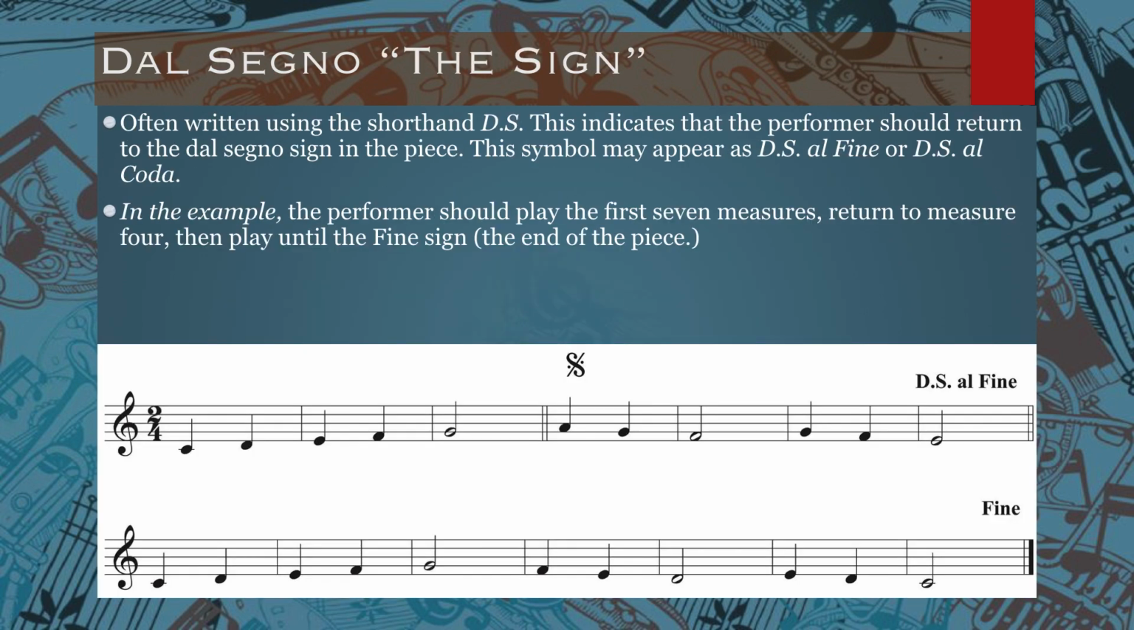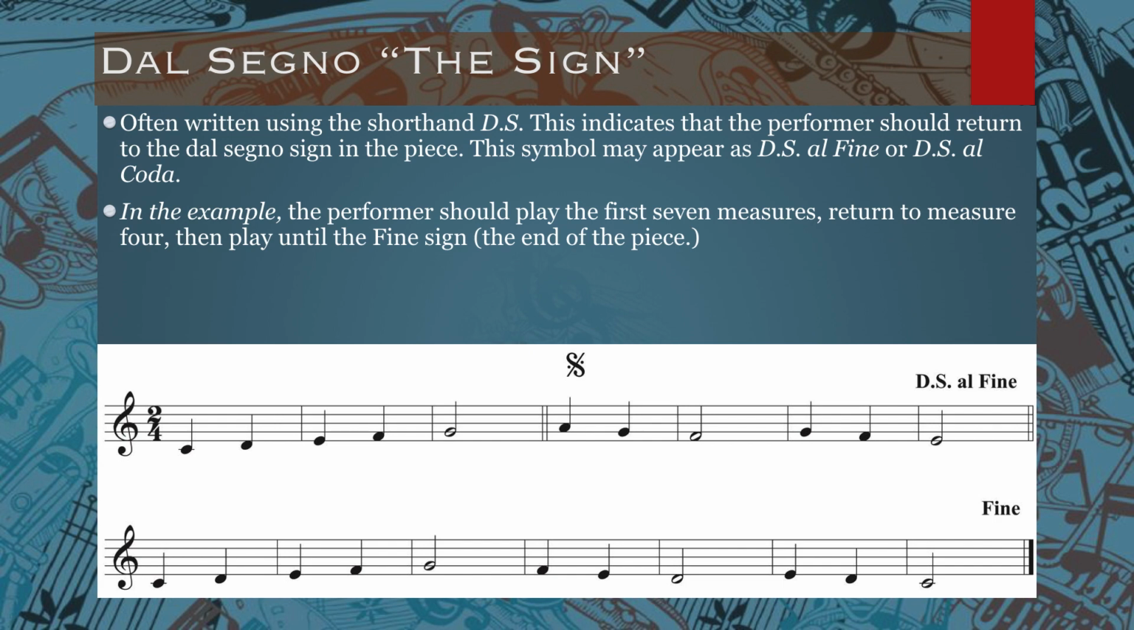Dal segno, the sign, indicates that the performer should return to that dal segno sign in the piece. This symbol may appear as DS al fine or DS al coda, and that will change whether you're going back to the sign then playing till the end of the piece, that would be fine, or if you're going to go back to the sign and then play until you see the coda sign, in which case you'll jump to the coda.